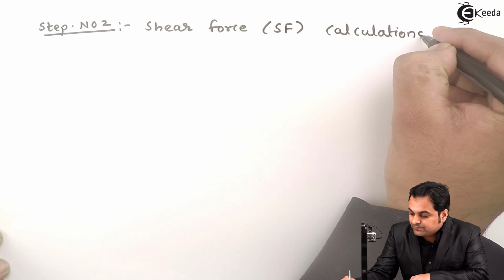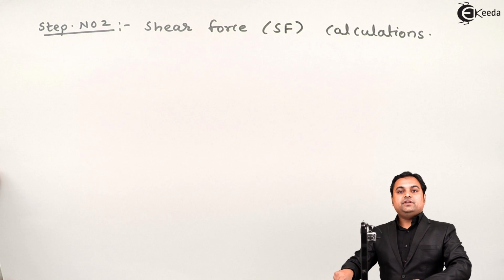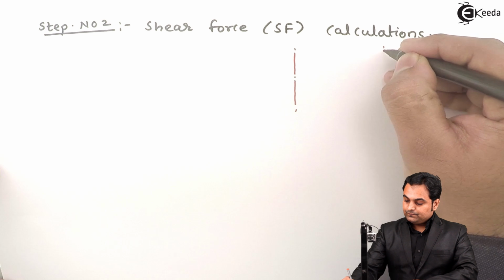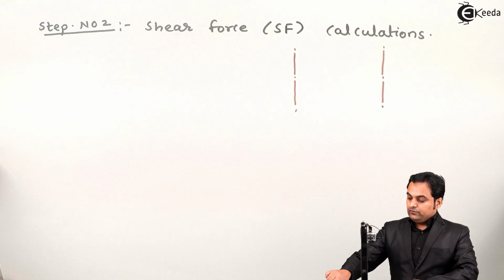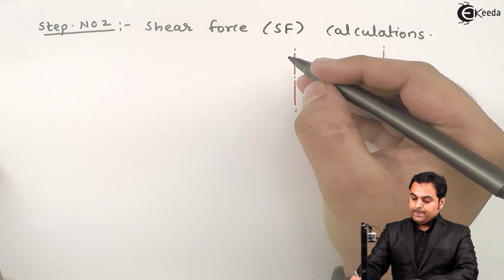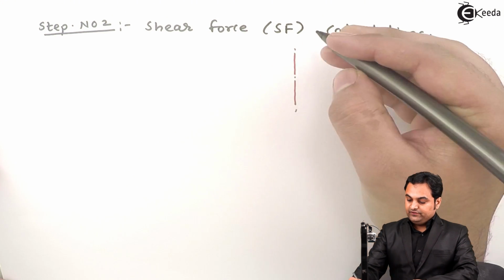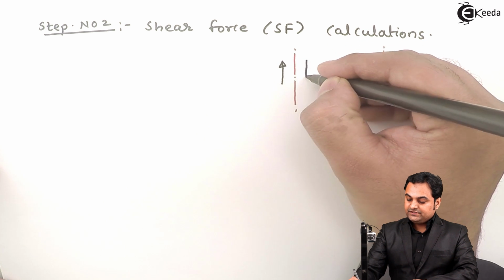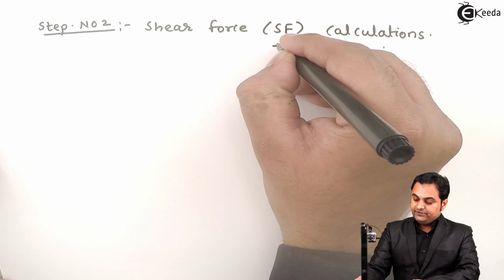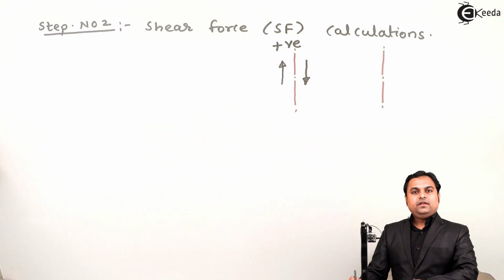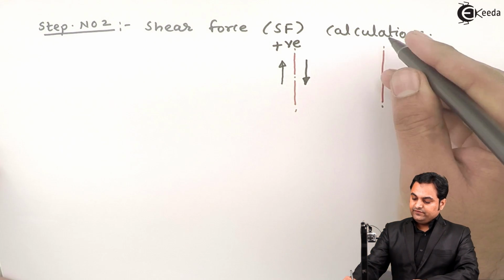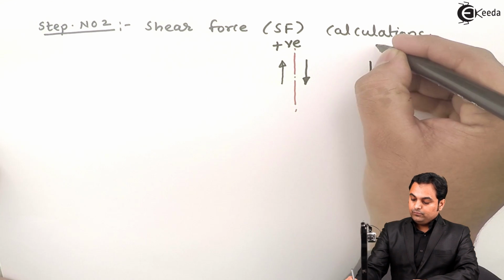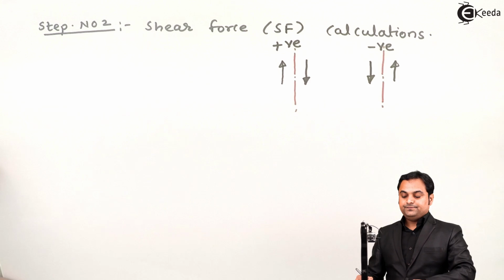SF calculations. Now for SF calculations we require sign convention. So here I am writing that sign convention. If a force is on the left hand side of the section acting upward, if it is on the right hand side of the section acting downward, both will be treated as positive. Next, if the force is there on the left hand side acting downward, on the right hand side acting upward, both will be treated as negative.